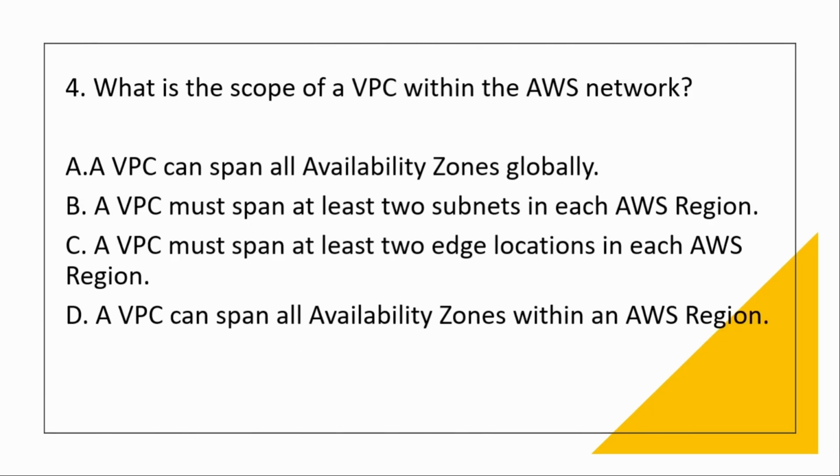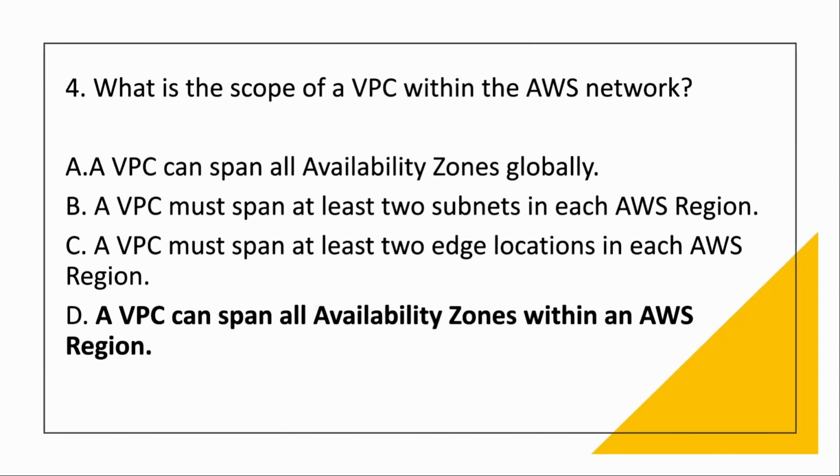Next, what is the scope of a VPC within the AWS network? Okay, so what is a VPC? It is a logically isolated piece of the AWS cloud dedicated to your company. You can run your applications in it. You have the infrastructure setup which is managed by AWS. So a VPC belongs to a region and spans all AZs. The correct answer is a VPC can span all AZs within an AWS region.